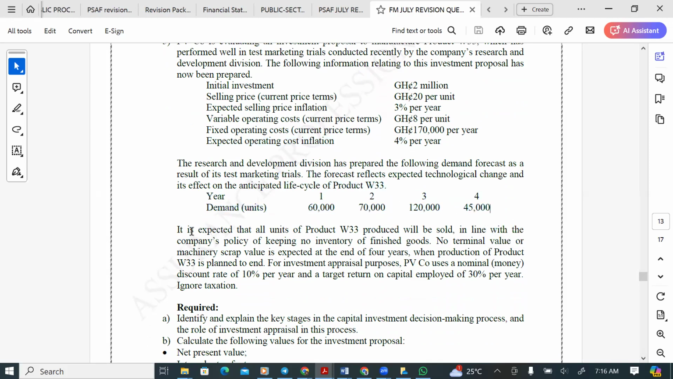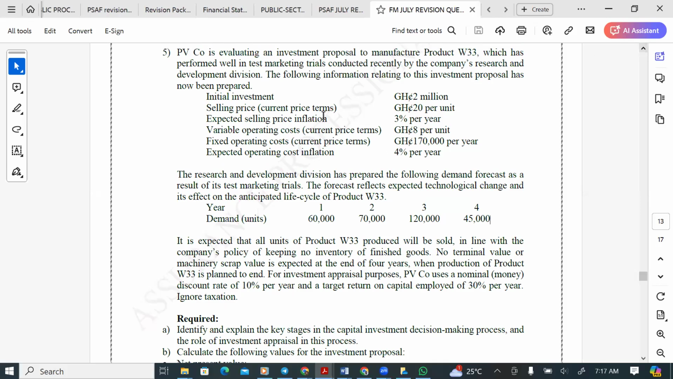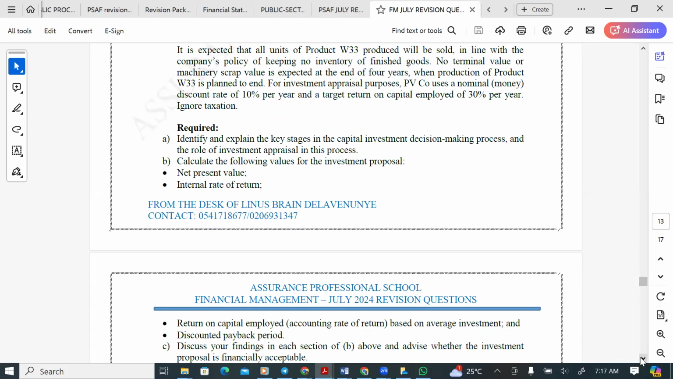It is estimated that all units of the product produced will be sold, in line with the company's policy of keeping no inventory of finished goods. No terminal value or scrap value of the machine is expected at the end of the 4 years when production of the product is planned to end. For investment appraisal purposes, the company uses the nominal money discount rate and a target return on capital employed of 30% per year. Ignore taxation, so you ignore the tax benefits and also taxation on the depreciation.